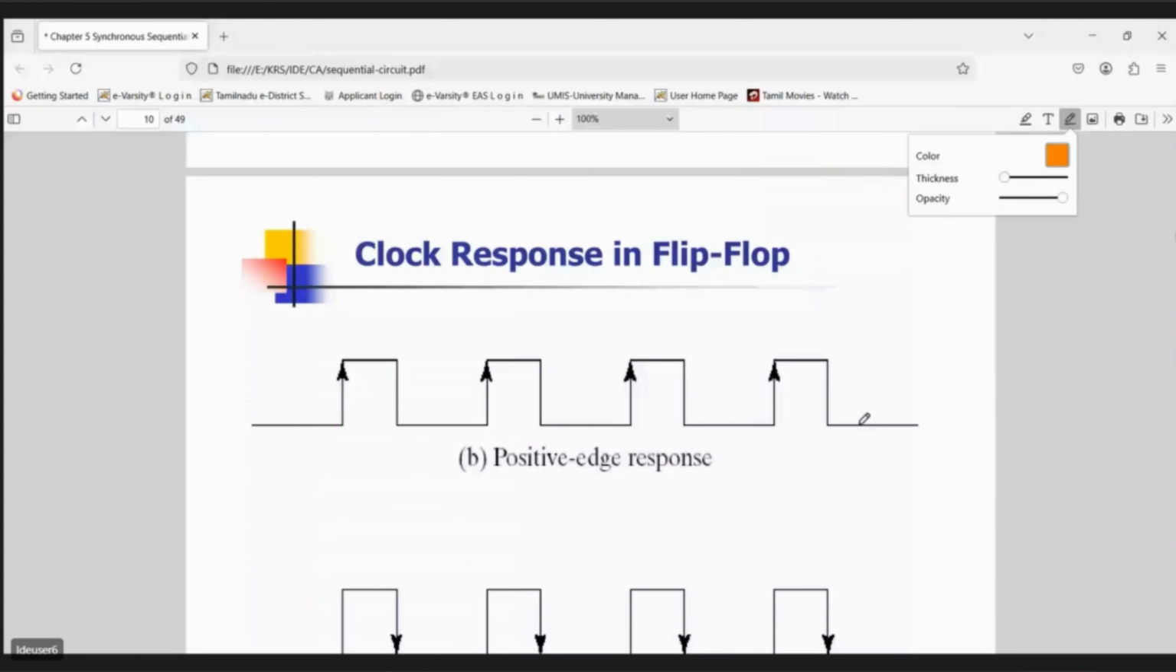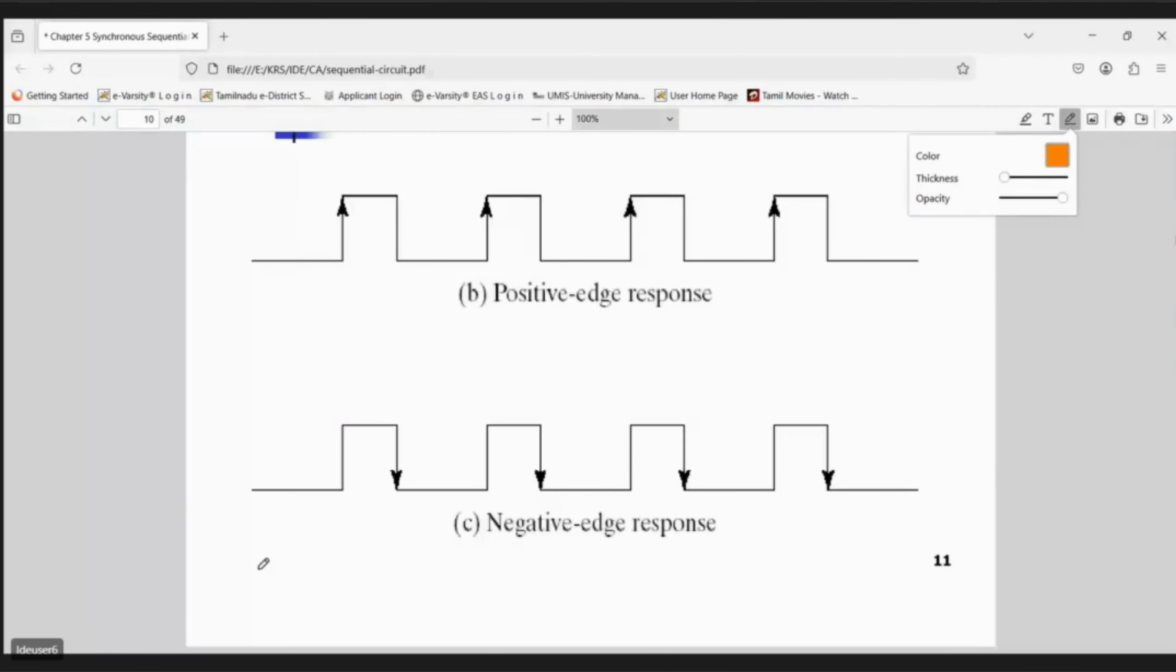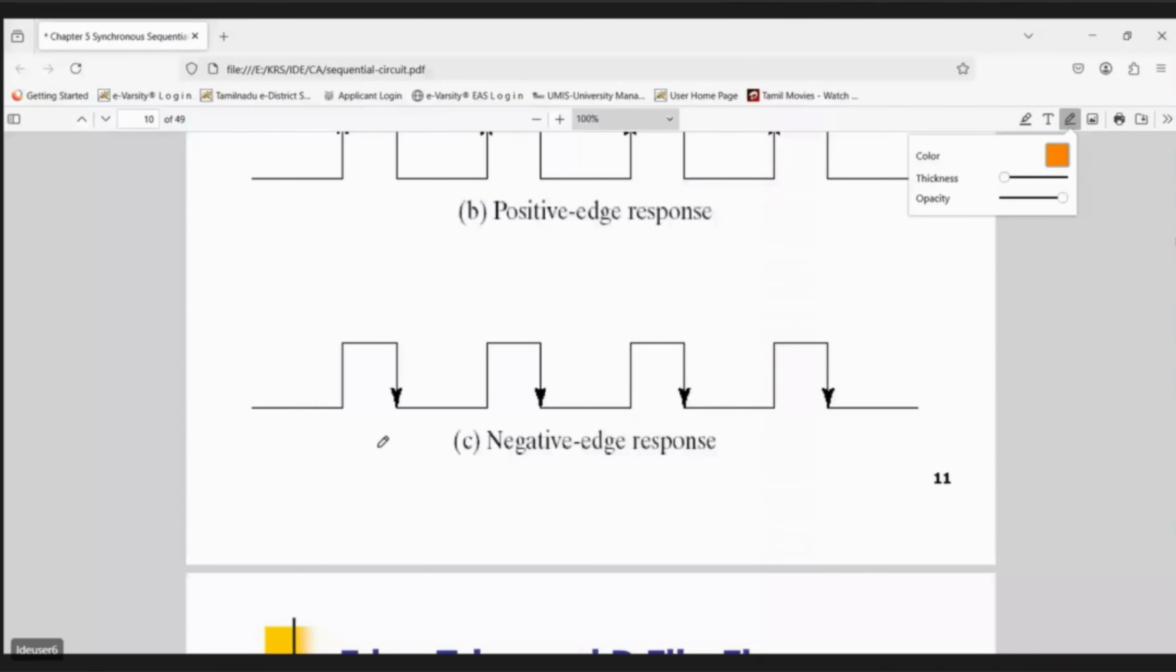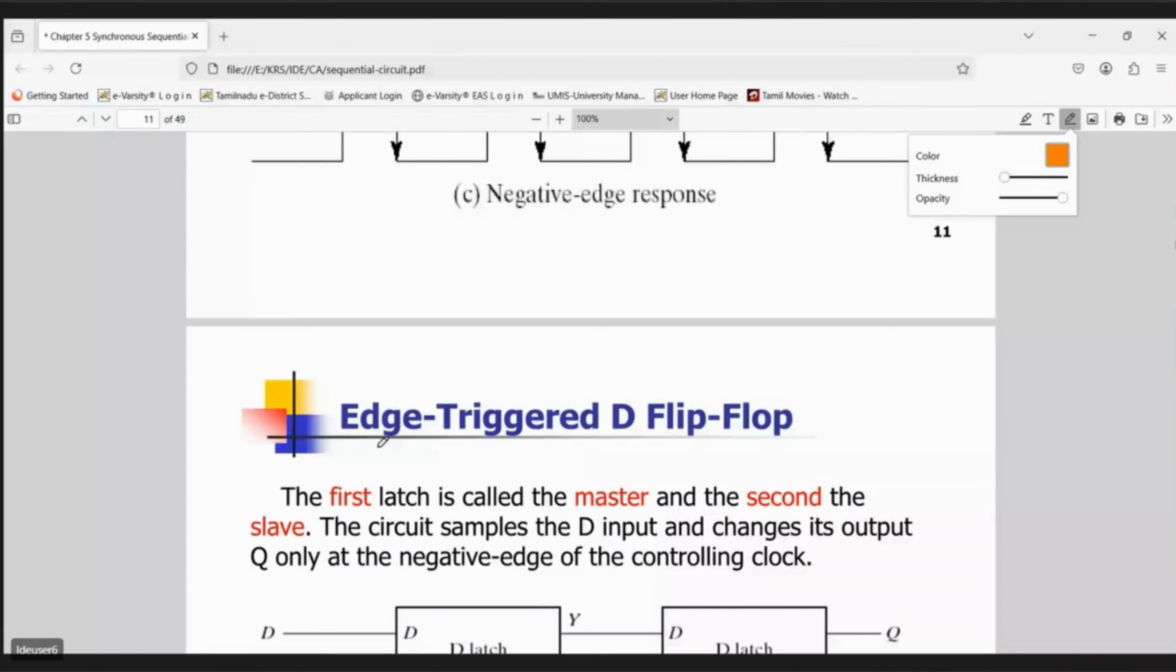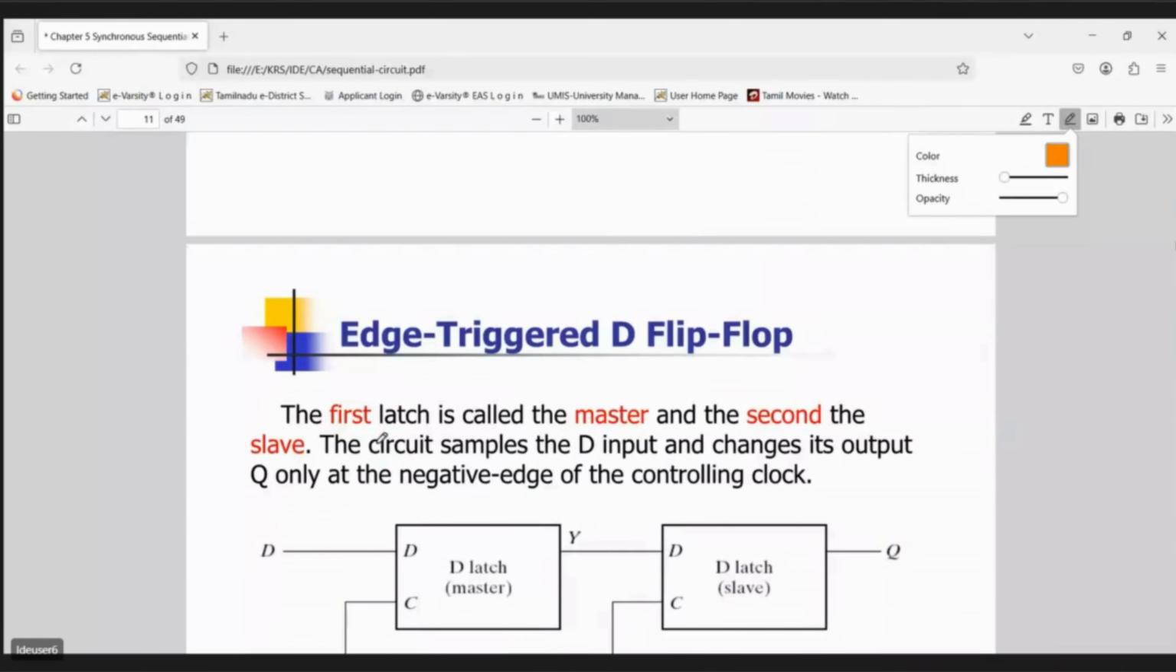So clock response in the flip flop, so it's positive. So going to the top is positive, coming down is negative. That is, high, and coming down, low. So high na 1, low na 0, negative edge response. Next, edge triggered D flip flop. We already saw the D flip flop. Now the edge triggered D flip flop.